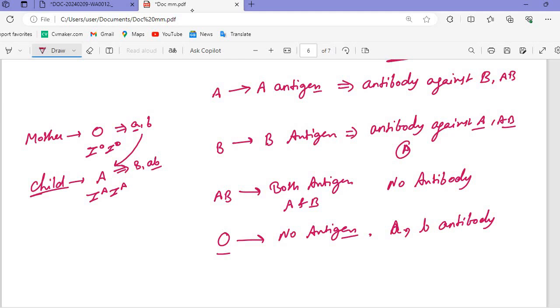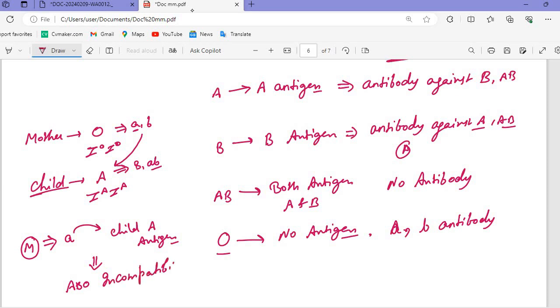See, M for mother. Mother is having the A antibody, and this antibody will work against the child's A antigens, and that will lead to the ABO incompatibility. I hope this is clear.